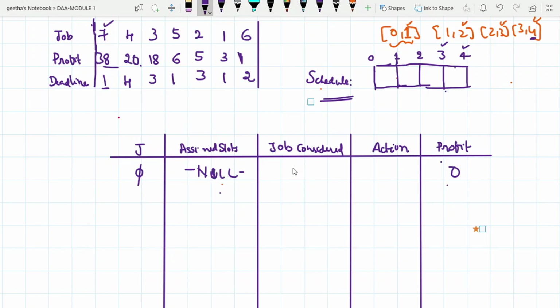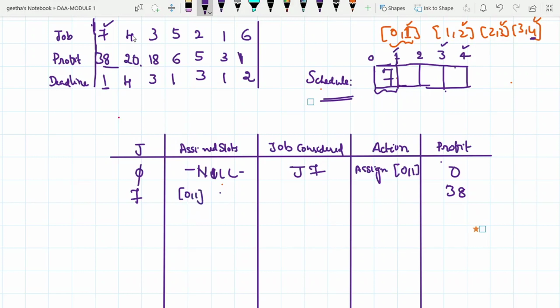The job considered right now is the first job, 7. Action is assign. As the deadline is 1, we can assign the slot 0 to 1. So right now I am going to assign slot 0 comma 1. This time we have considered job 7, so the profit of that is 38. The assigned slot so far is 0 comma 1.